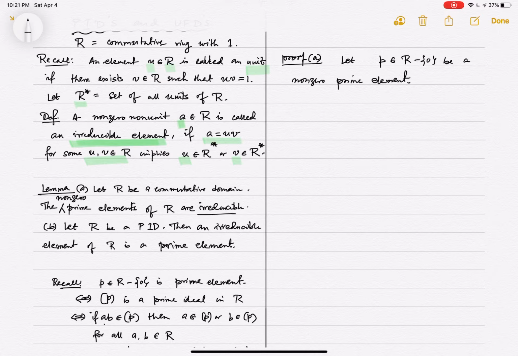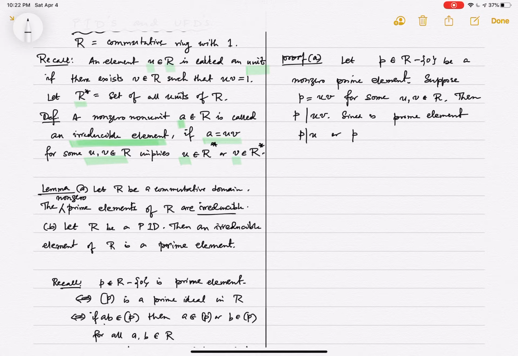How do I show something is irreducible? Well, pretend that this thing is a product of two elements and try to show that one of those elements is a unit. So suppose P is U times V for some U, V in R. And I want to show either U is a unit or V is a unit. Since P is a prime, P is UV, so P divides UV. Since P is a prime, P divides U or P divides V.